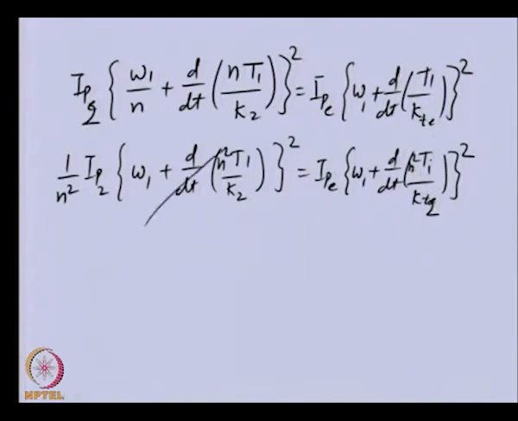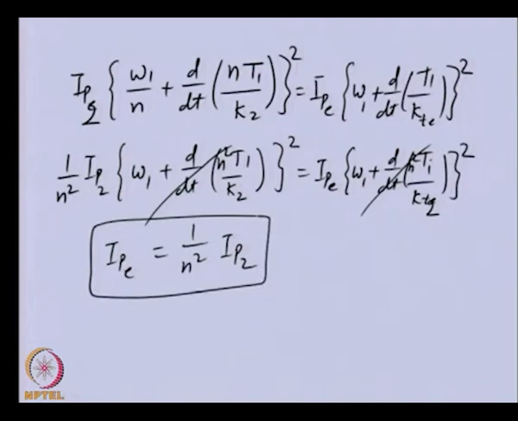So now you can see this quantity is getting cancelled, and we get the equivalent polar moment of inertia as this one. So we just need to divide the actual polar moment of inertia by the gear ratio square to get the equivalent polar moment of inertia.